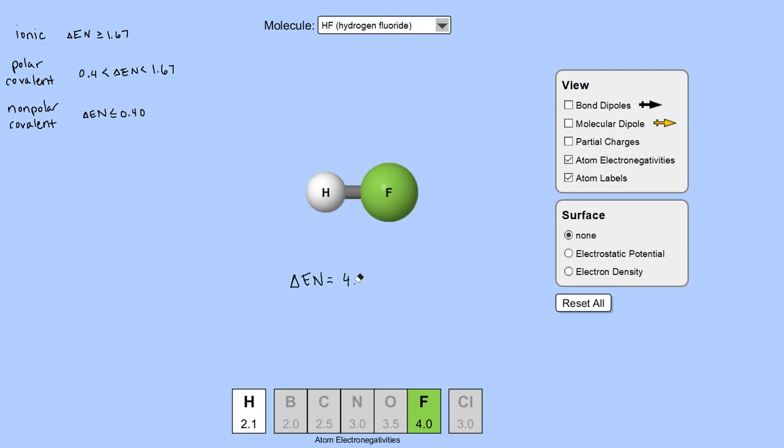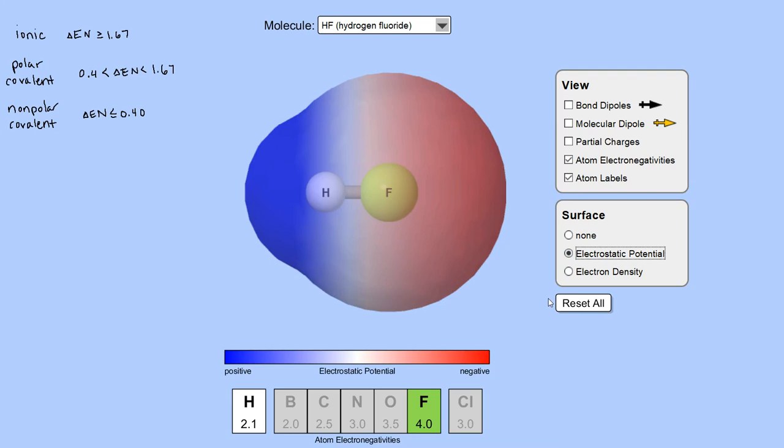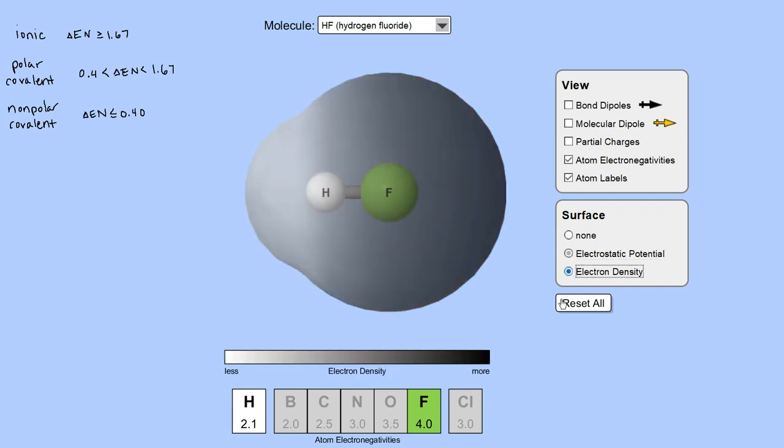And let me show you something really cool. We can actually look at the electrostatic potential. So we can see that this molecule is actually far more negative on this side than it is on this side. And if you're wondering why, let's look at the electron density. We can see that the electrons spend way more time around the fluorine, which is the more electronegative atom, than they do around the hydrogen. Way more time. The electrons want to be around fluorine way more than they want to be around hydrogen.